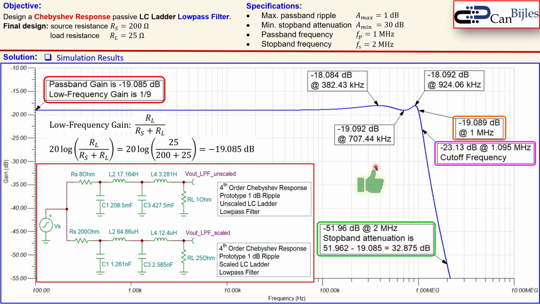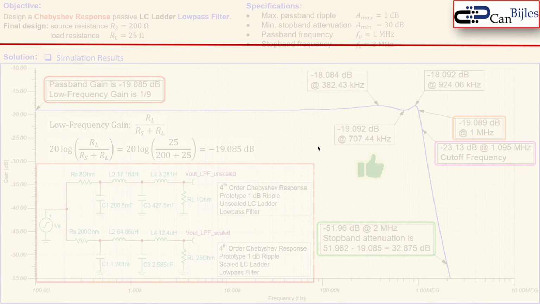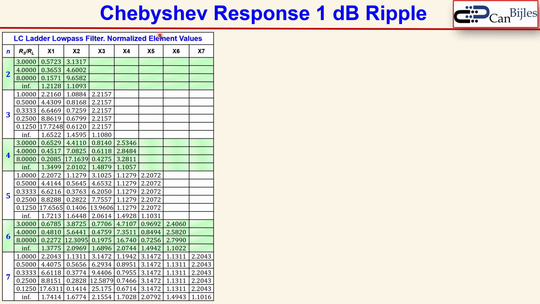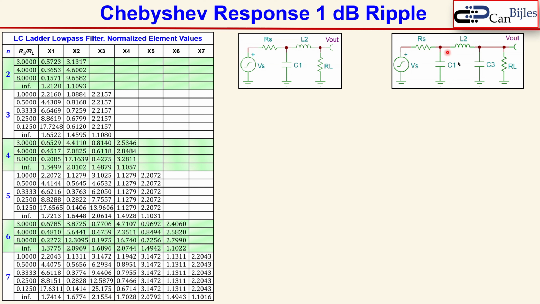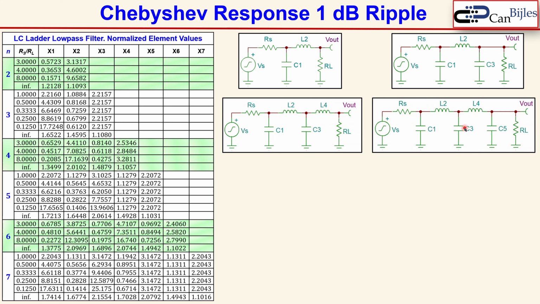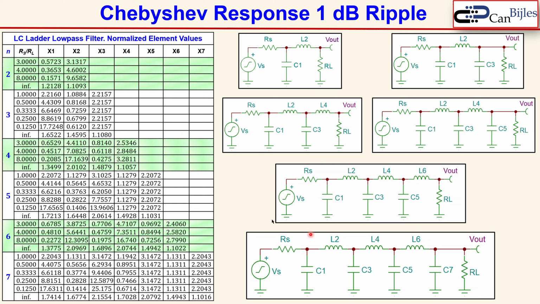Okay, now that means we have checked all the values according to the specification for this filter. Now let's also give the Chebyshev response 1 dB ripple table. These are the normalized values from N=2 up to N=7, so the second order up to 7th order. You see also here the ratios of the load and the source, and also the X1 up to X7 for the normalized element values. And these are the filter circuits, 2nd and 3rd order, 4th order, 5th order, 6th order, and the 7th order.